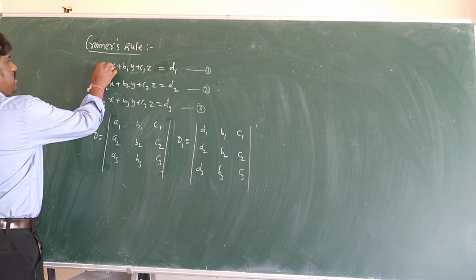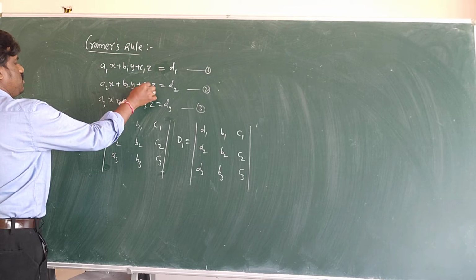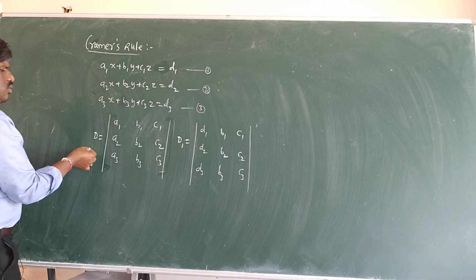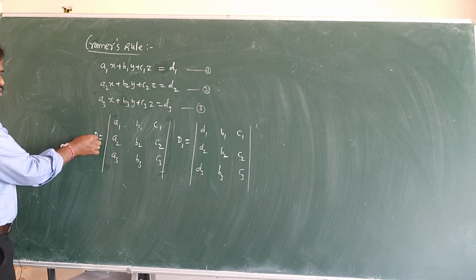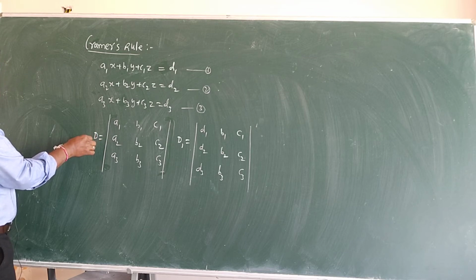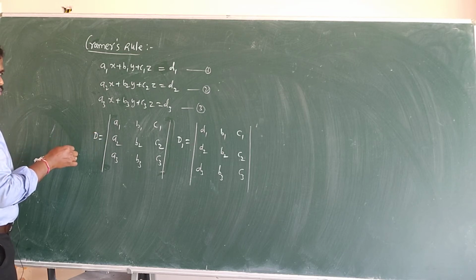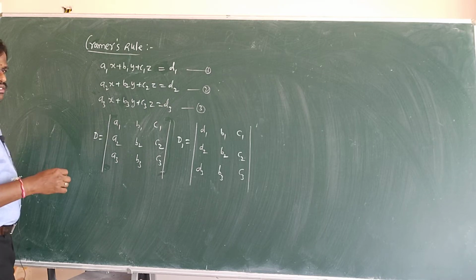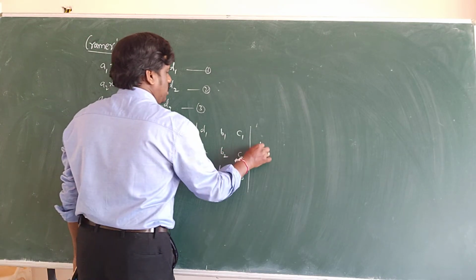So D is this matrix a1, b1, c1, a2, b2, c2, a3, b3, c3. You can even write this as A matrix. It's not compulsory that you take D only. You can take A also. And D1 is this matrix. And then we will take the D2 matrix. For D2, what do we take?